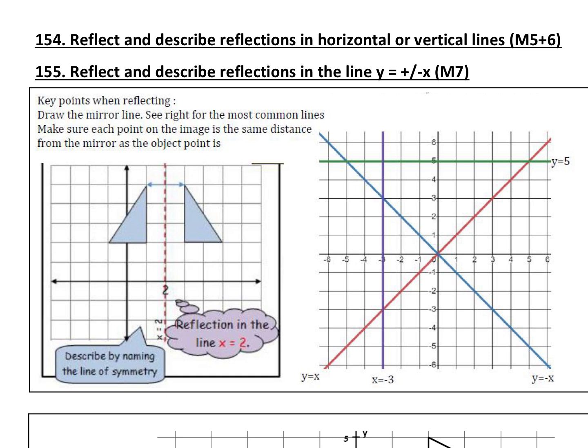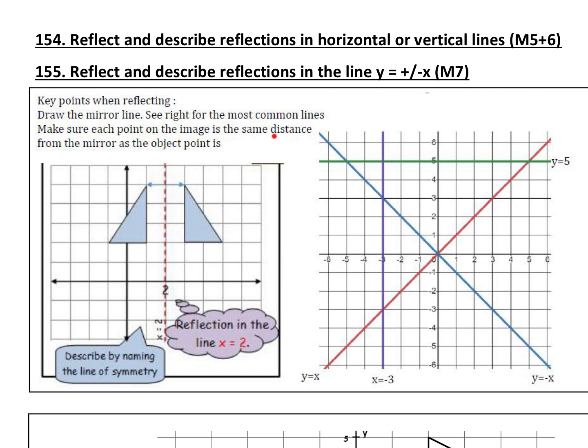The other 2 common ones are if you've got a positive gradient, and it's just going one right, one up, one right, one up, going right at a diagonal or 45 degrees, that's called y equals x. And if it's going the opposite direction, if it's got a negative gradient, it's called y equals minus x. You must memorize those.